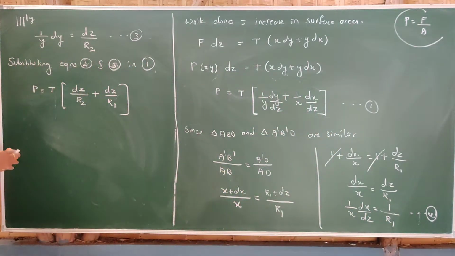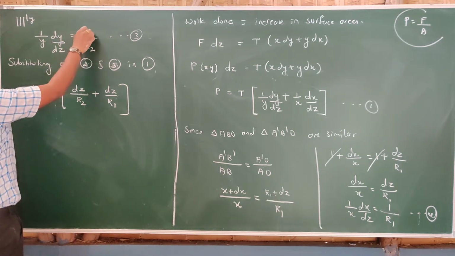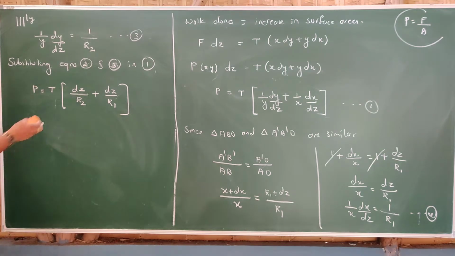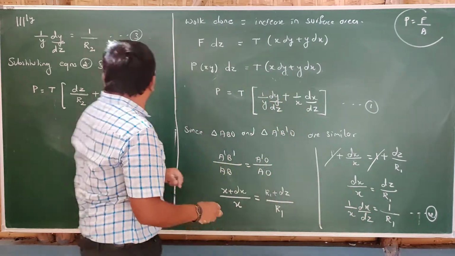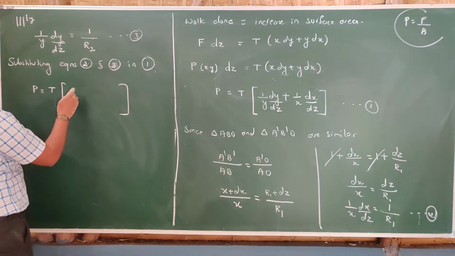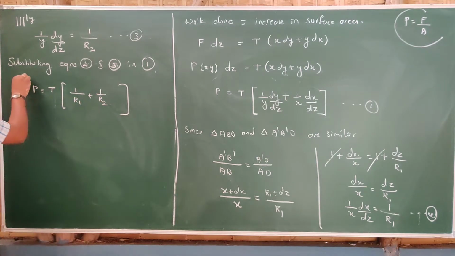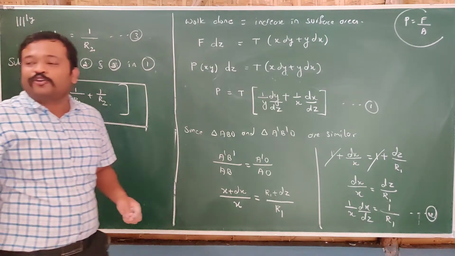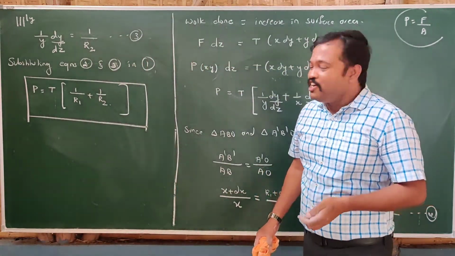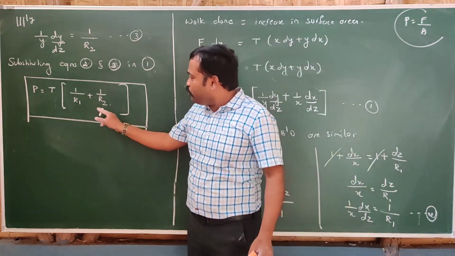So what do I get? 1 by R1. Let me do the same thing. I forgot to take that dz. Let me take this side. So what do I get? 1 by R2. Now, what is 1 by x dx by dz? That is 1 by R1. So this is 1 by R1 plus 1 divided by R2, and this is the expression. This is the expression for pressure across a liquid surface. P is equal to T times 1 by R1 plus 1 by R2.